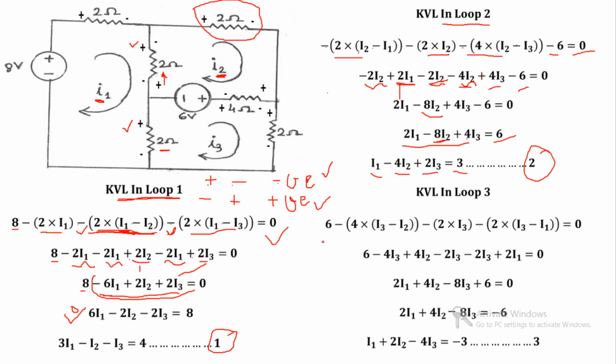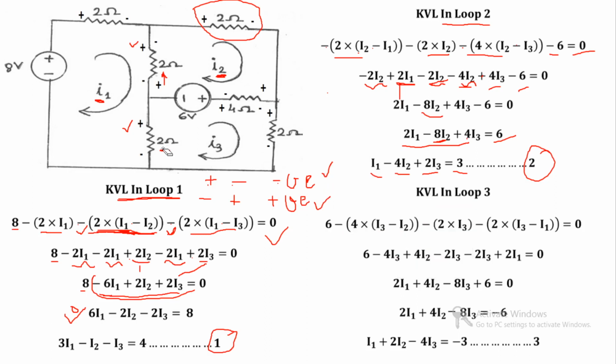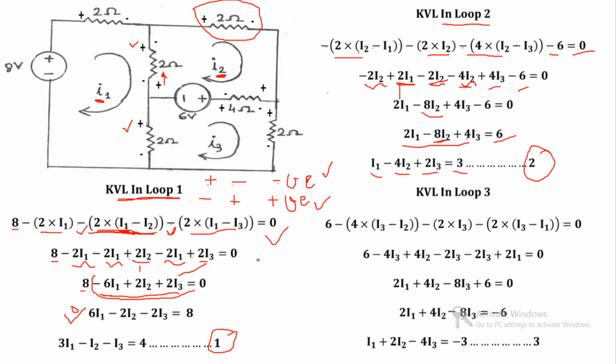Now we will apply the KVL in loop number 3. So again consider I3 as our reference current. So now start with this. So I3 will flow in the 6 volt source from minus to plus. Please note that I3 in the 6 volt will flow from minus to plus. So we will write over here plus 6.